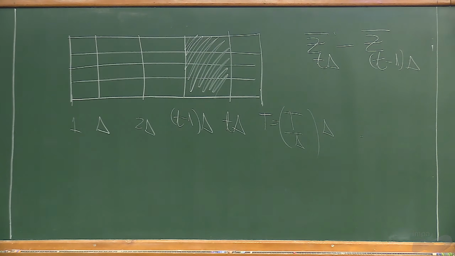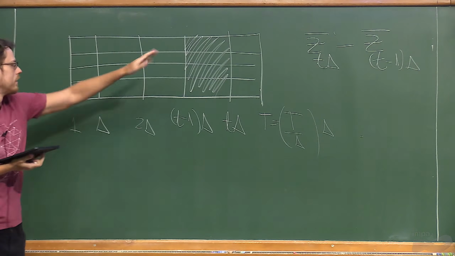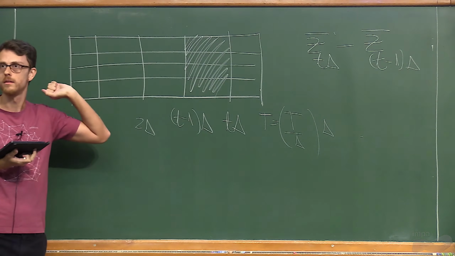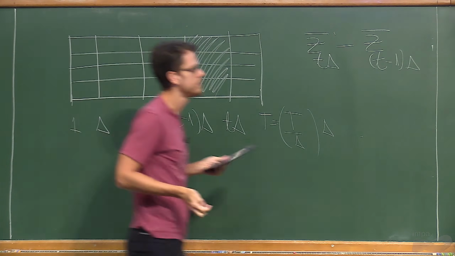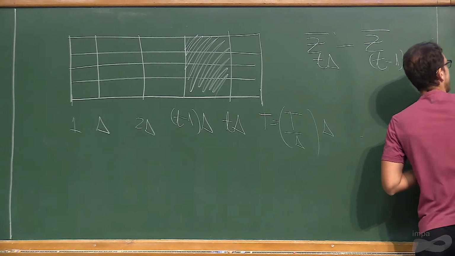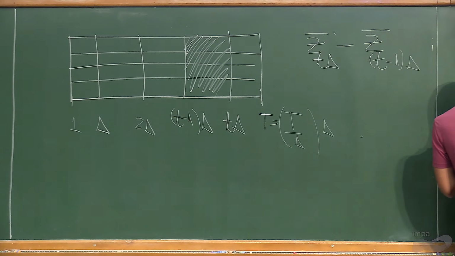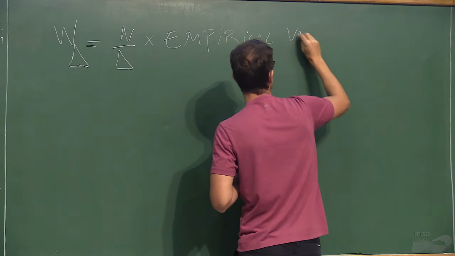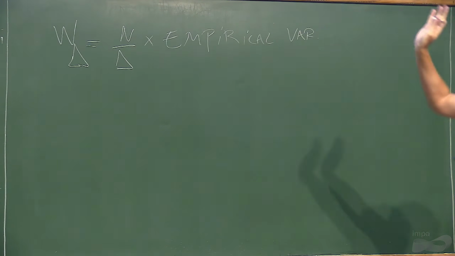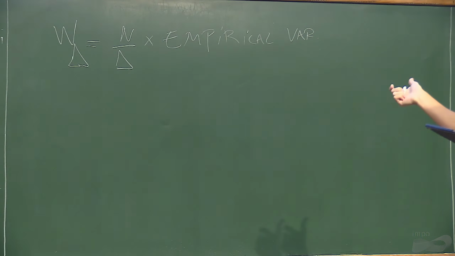And then for each bin, I have this random variable, I can compute its variance. So I can compute its empirical variance, and this quantity W delta that you see here on the screen is equal to n divided by delta times this empirical variance. And then you arrive at this quantity W of delta, and we can show that this converges to some quantity.